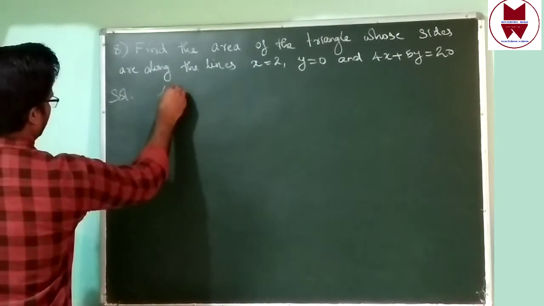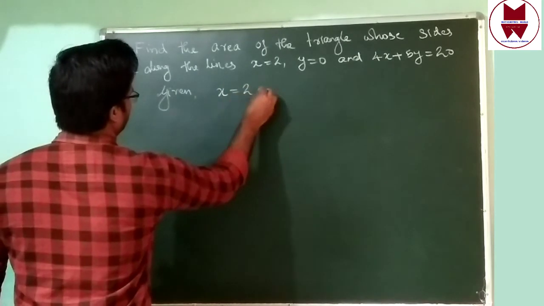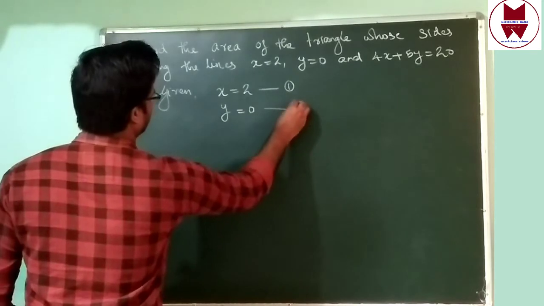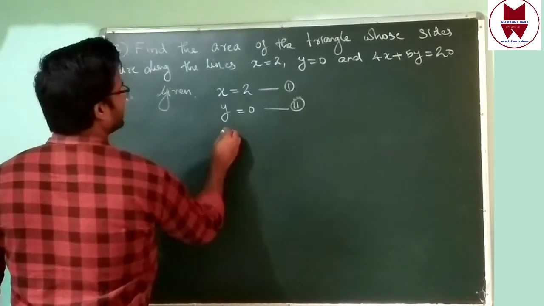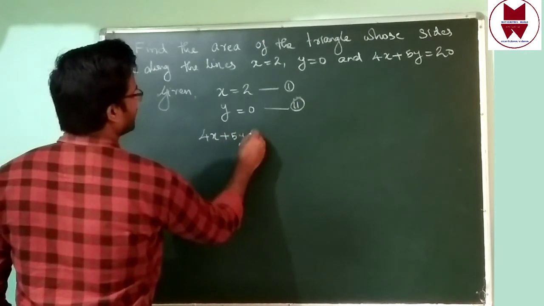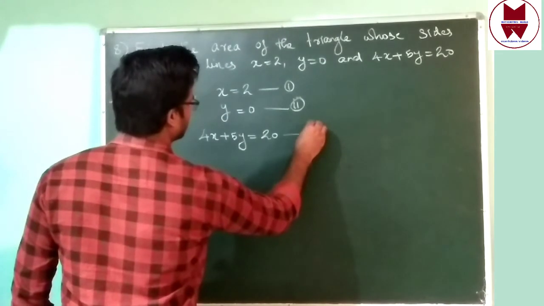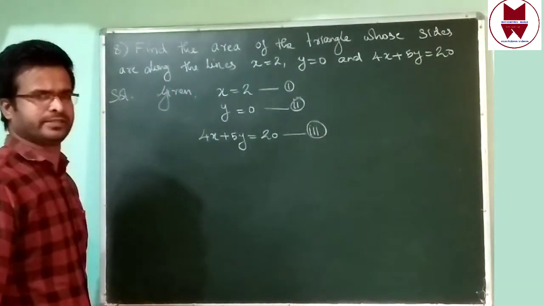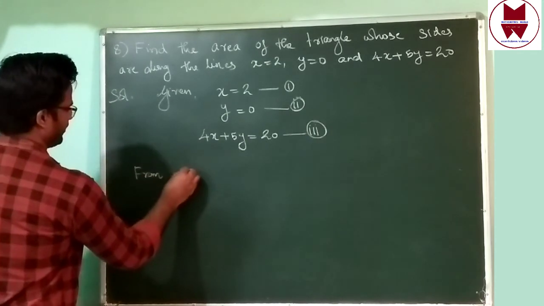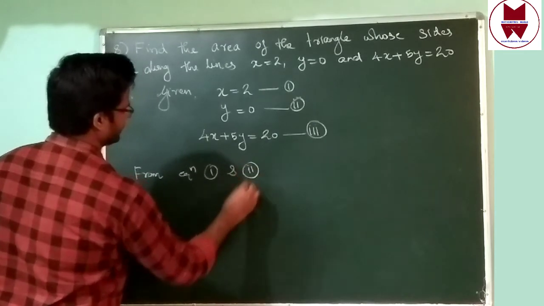Then write given. First equation is x equal to 2, equation number 1. Then next y equal to 0, equation number 2. Then 4x plus 5y equal to 20, equation number 3. 3 equations given. First we can use from equation number 1 and 2.